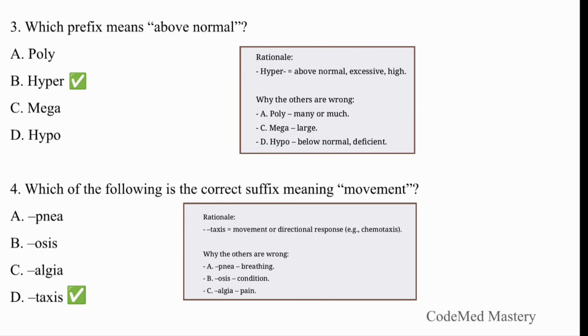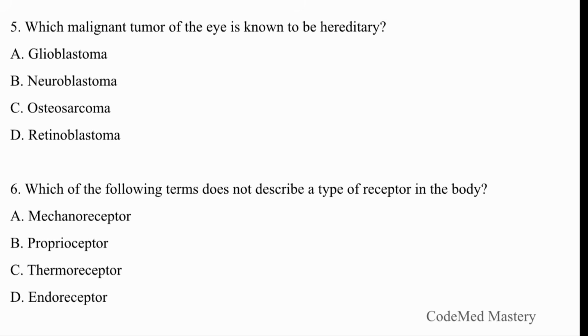Let us move on to the fifth question. Which malignant tumor of the eye is known to be hereditary? Option A, glioblastoma. Option B, neuroblastoma. Option C, osteosarcoma. And option D, retinoblastoma. Can you think of the right answer? The right answer is retinoblastoma.